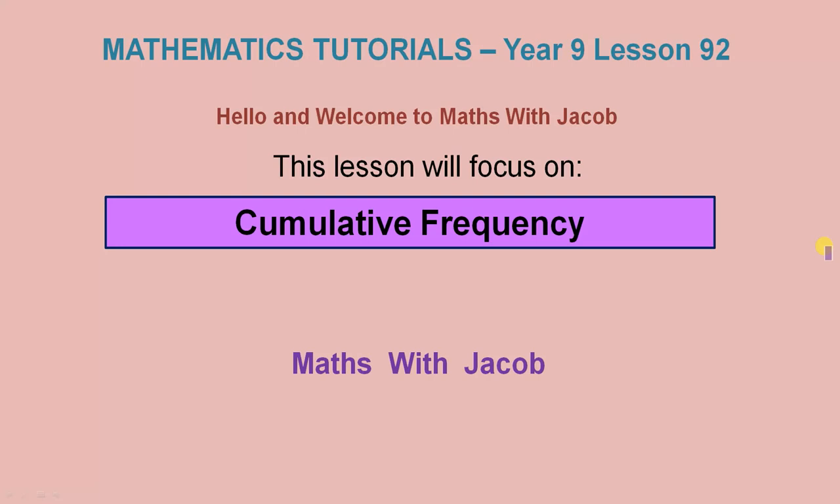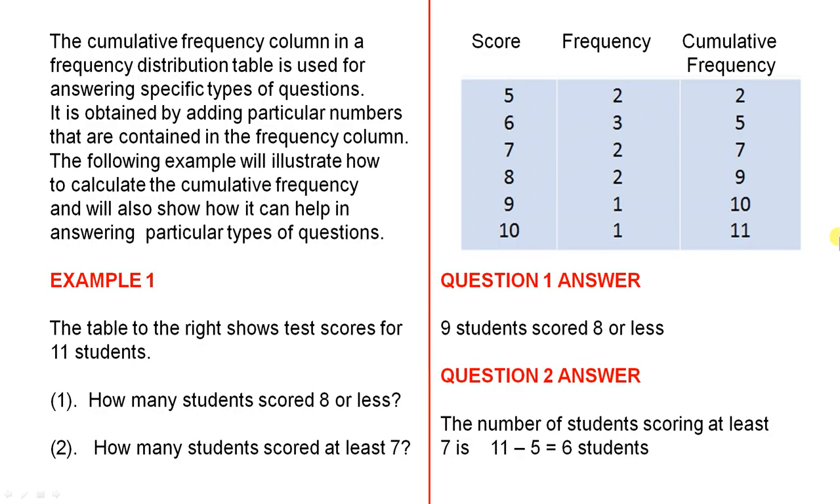This lesson will focus on cumulative frequency. The cumulative frequency column in a frequency distribution table is used for answering specific types of questions. It is obtained by adding particular numbers that are contained in the frequency column. The following example will illustrate how to calculate the cumulative frequency and will also show how it can help in answering particular types of questions.